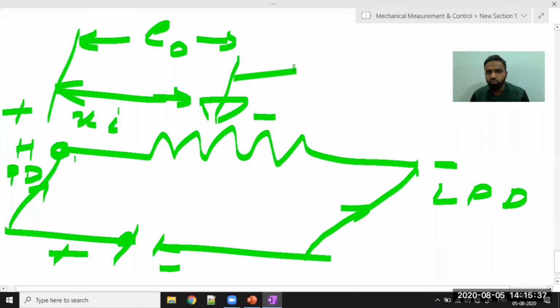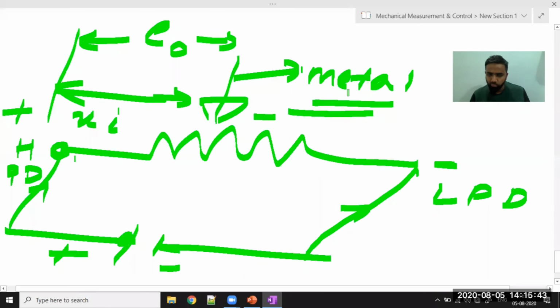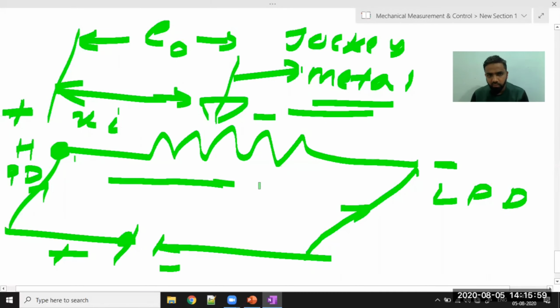Since this wiper is also made up of a metal, we will know which material it is afterwards when we go to the slide. But this is also a material, so this will also conduct electricity. So this wiper, or you can even say jockey, will be one end at the negative terminal, and this point will be considered as my positive terminal. I'll be measuring this value, and the total length of the potentiometer wire will be considered as XT.